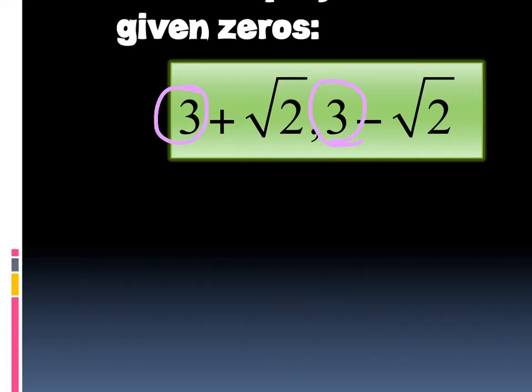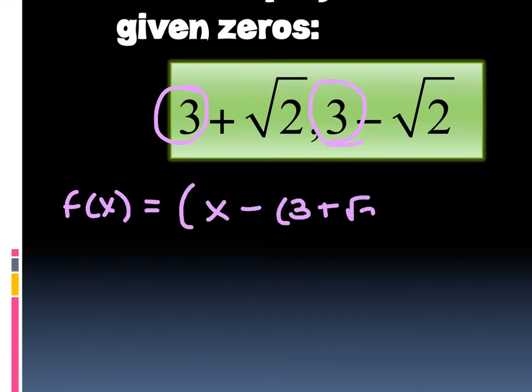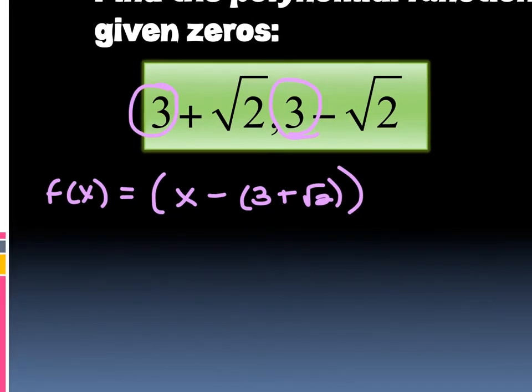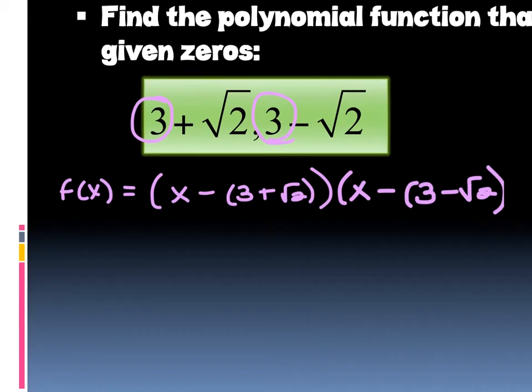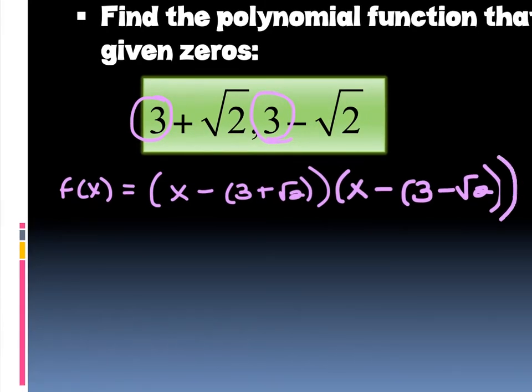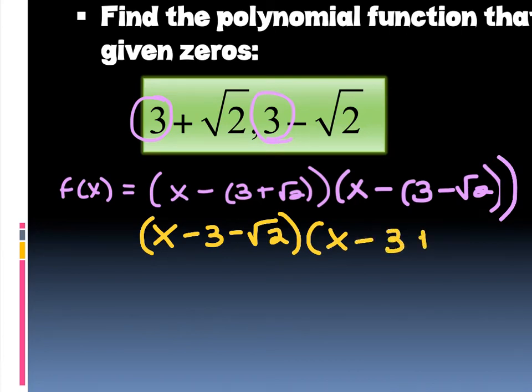Those are both positive 3, so I'm going to do f of x equals x minus 3 plus root 2, and that's going to go in parentheses because that negative is going to affect both of those. And then that's also a positive 3, so it gets x minus 3 minus root 2. And then I would distribute the negative, so this is x minus 3 minus root 2, and x minus 3 plus root 2.